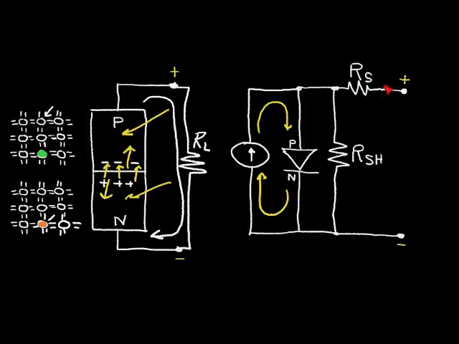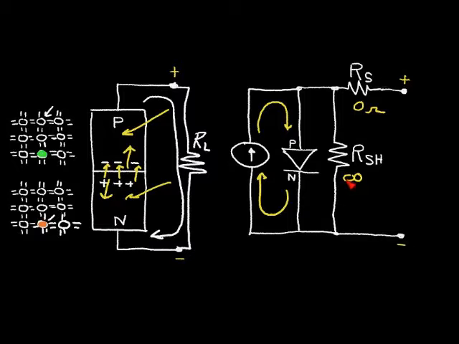Now we have some parasitic resistors. We have R sub S, which is the series resistance, and we have R sub SH, which is a shunt resistance across the diode. Now these parasitic resistors limit the performance of the solar cell. You'd like to have this resistor ideally be 0 ohms, and you'd like to have this resistor be infinite, but that of course does not happen.